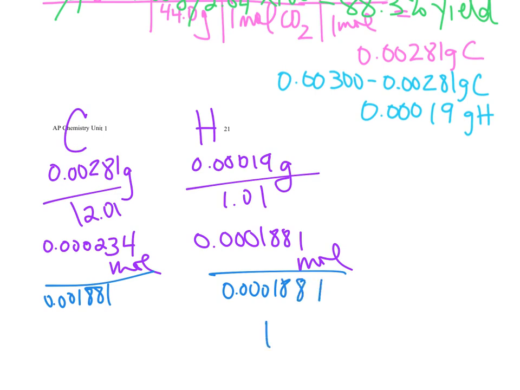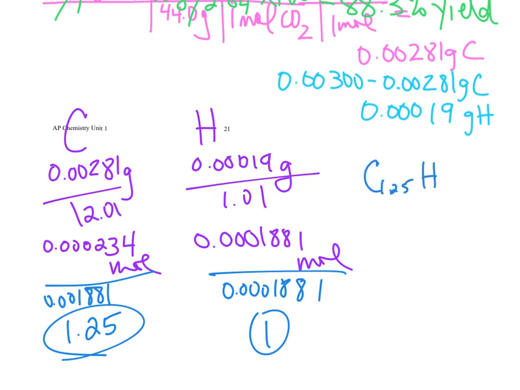So when I do that, I get a 1 here, and I get a 1.25-ish here. Well, I can't have a formula that says 1.25H1, right? So I need to multiply by a factor, and it's going to be 4, and it's going to give me C5H4. This is my empirical formula.